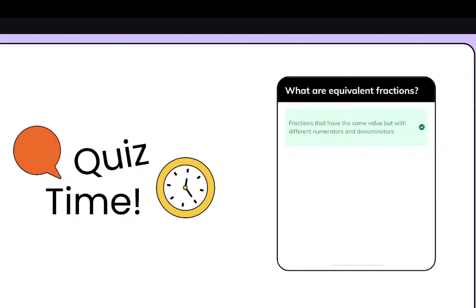Next time you split something with someone, I want you to think, is there another way to represent this fraction? Because now you know there always might be.